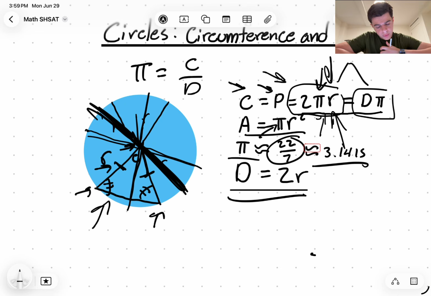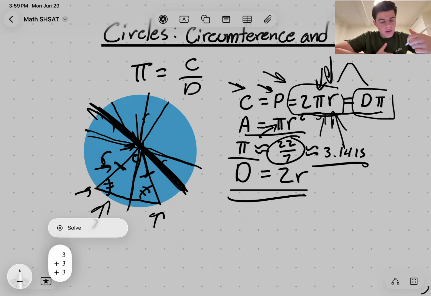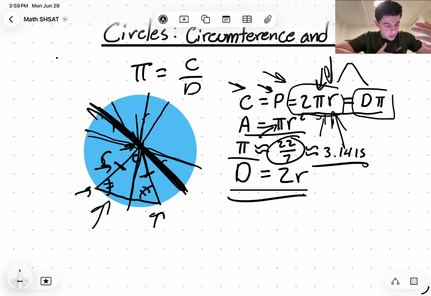Yeah, and now for area, it's pi r squared. So for the area, you take the radius, you square it, and then you multiply by pi. And that's how we find the area and circumference. And there's a lot of different ways in which these can be incorporated.